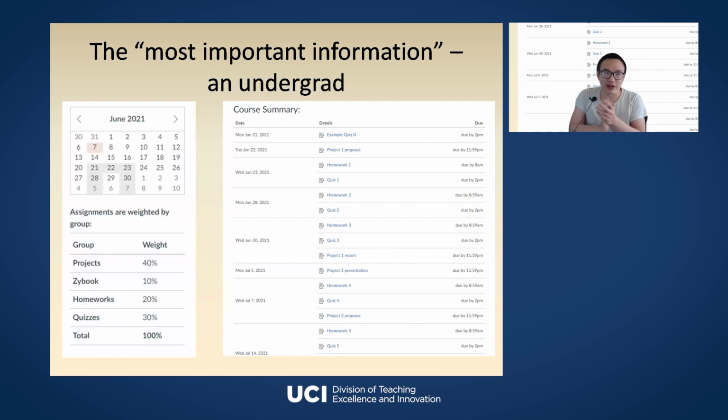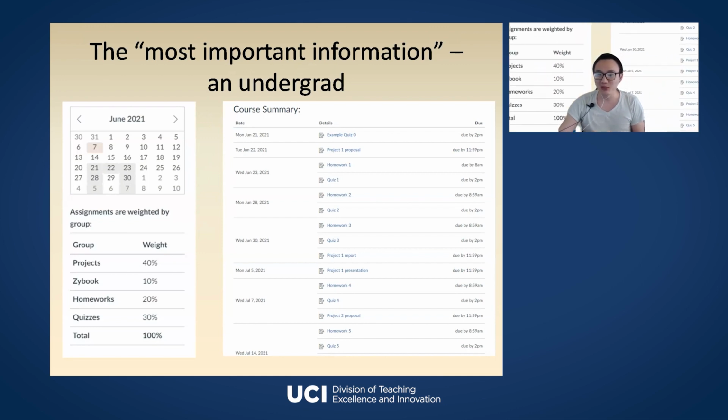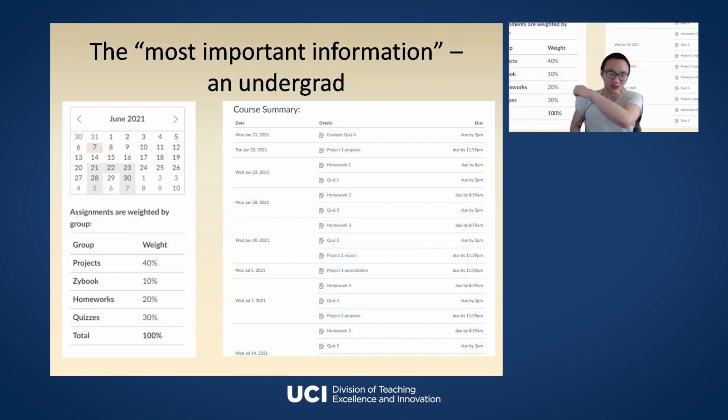So I actually ran my Canvas site by some of the undergrads that I work with, and they told me that this is what they care about the most. So over here, all of this, and when these are due, because that's what students really care about. And it's nice that the Canvas site automatically organizes all of this information once you've put in all the assignments, and it'll list all the due dates and the percentages.